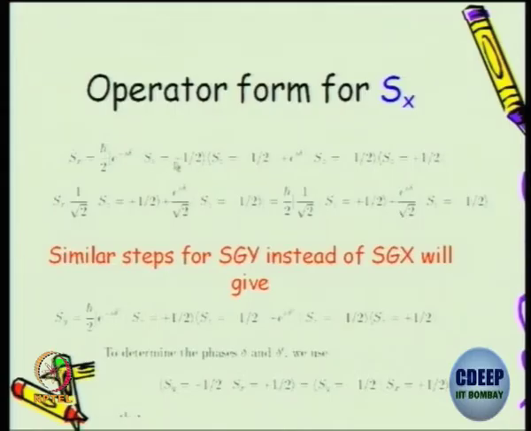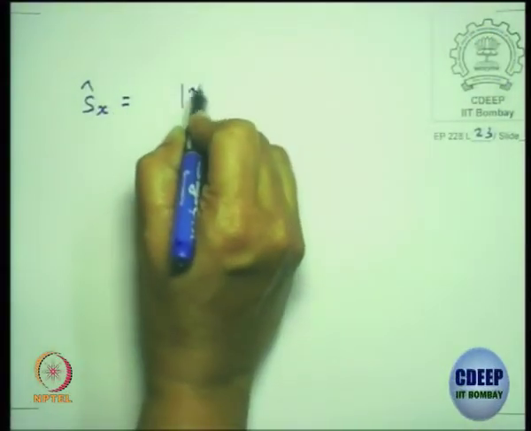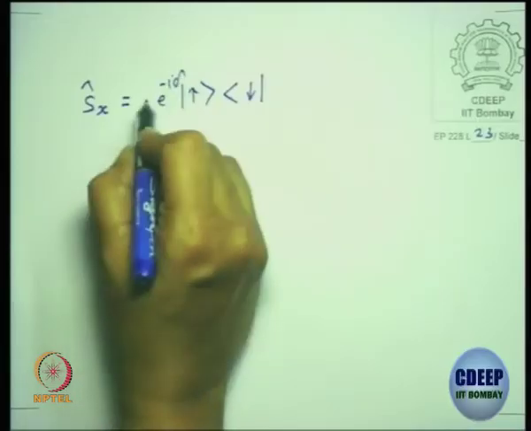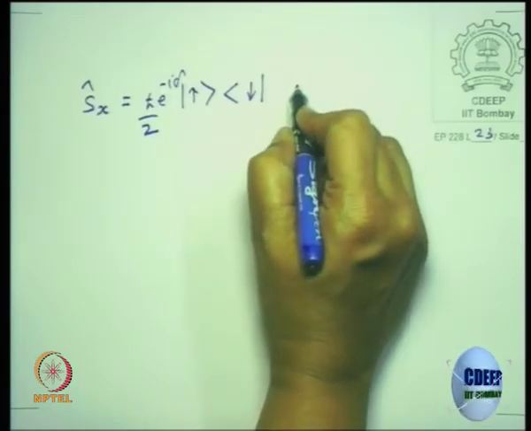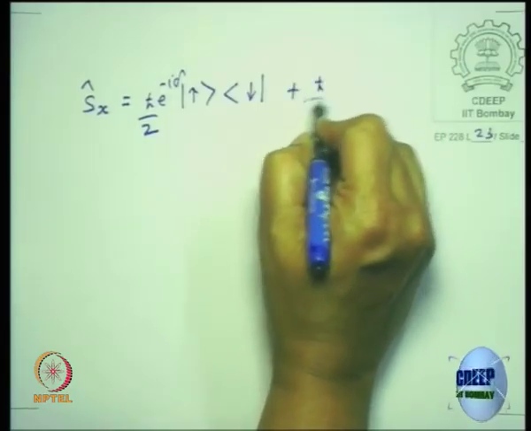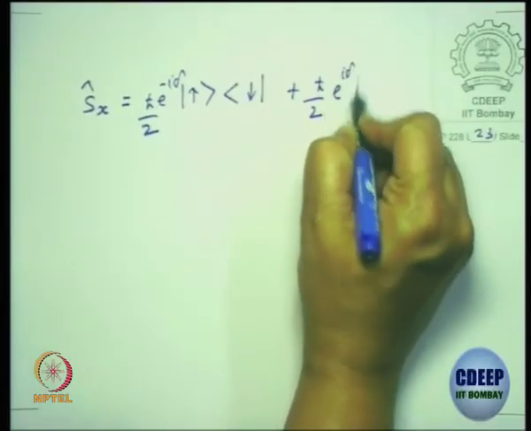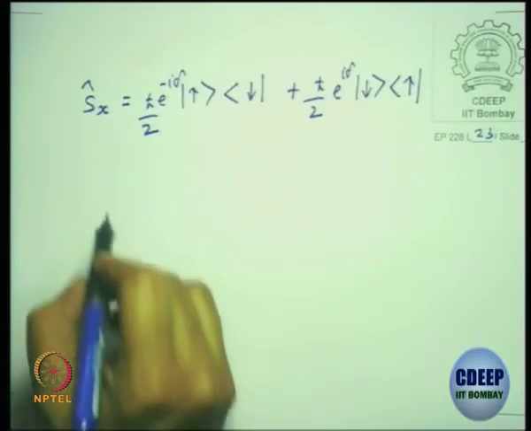Okay, so this is an outer product of the up, down, and similarly down, up. How will you write the matrix for this? Sx is up, down with e to the power of minus I delta, h cross by 2, and then you have a plus h cross by 2 e to the power of plus I delta, down, up. So what will this be in matrix form?